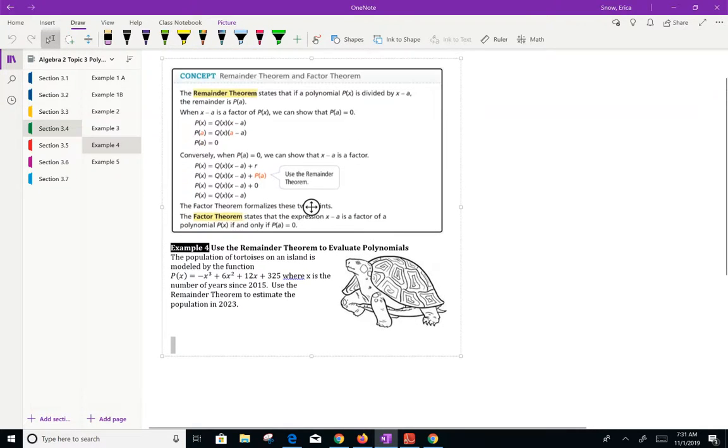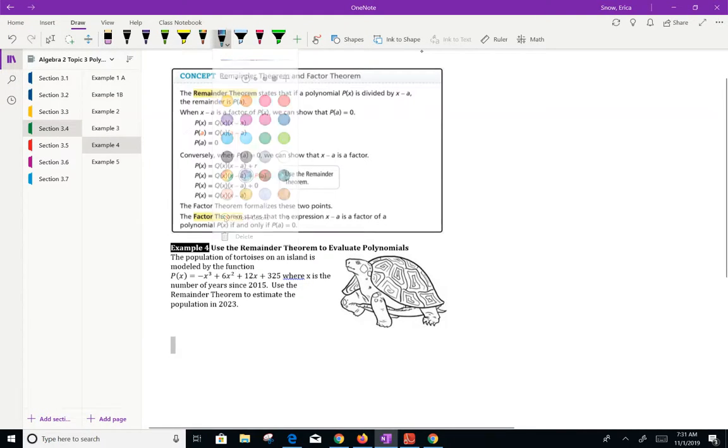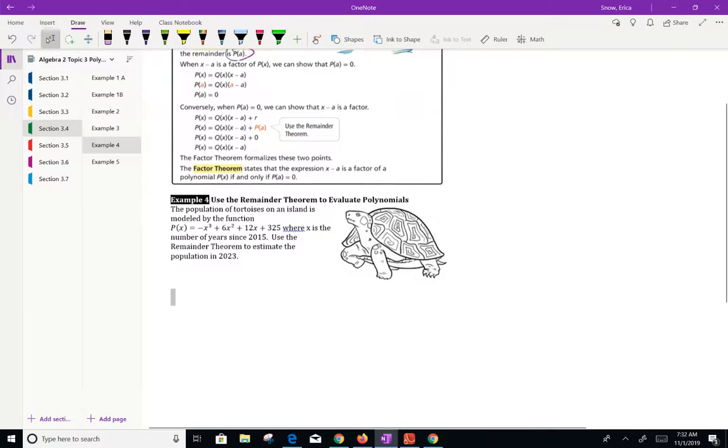So now let's look at this in terms of the remainder theorem. The remainder theorem says that if you take a polynomial and you divide it by x minus a, the remainder is what you get if you just plugged in p of a. And on the flip side of that, if there is no remainder, then that x minus a is actually a factor. And we're going to talk a lot more about factors.